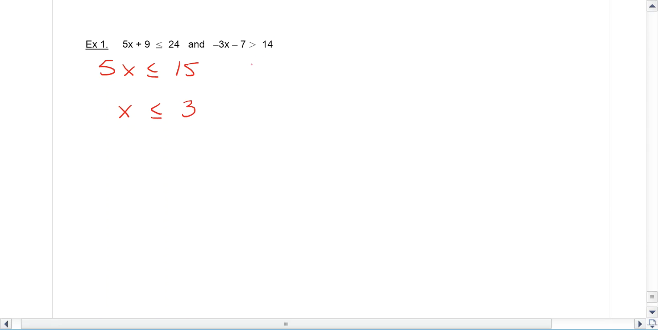In this one, start by adding a 7 to both sides. And since we're dividing by a negative, recall we need to flip the inequality, so it becomes x is less than negative 7. So now I think an easy way to look at these solutions to see where they overlap is to graph them on a number line.